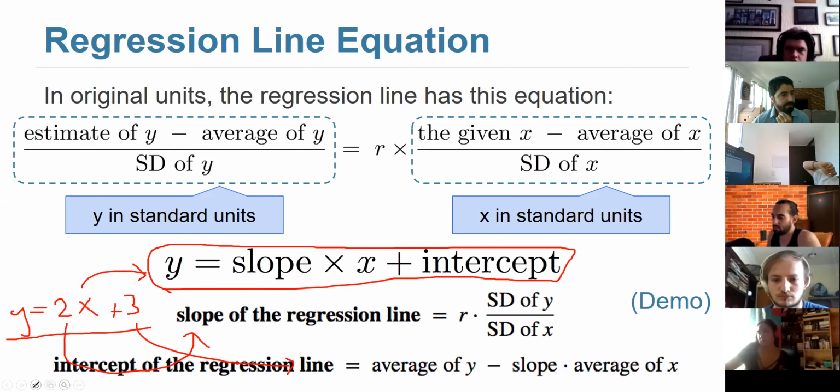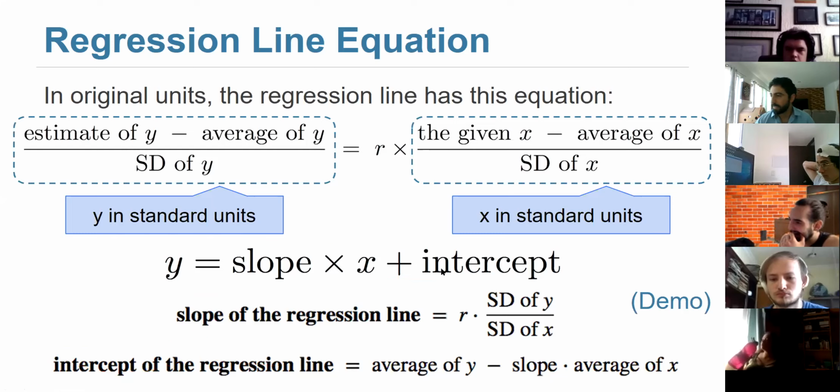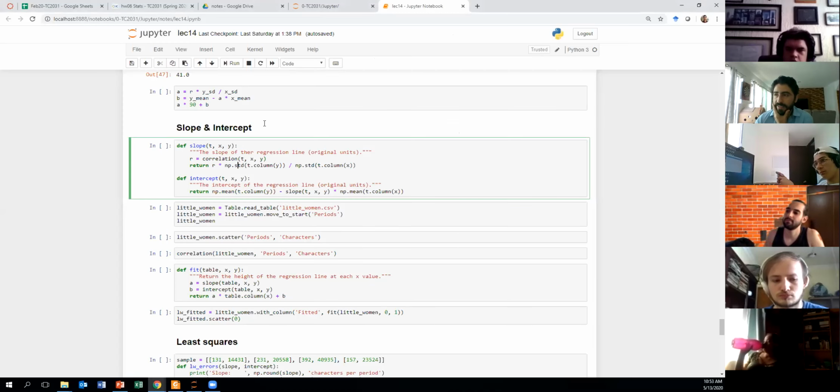Is that clear? It's just some algebraic manipulation, nothing happening here. I just wanted to include this because we're going to see some. So I defined here the same functions to calculate the slope using the same equation, and to calculate the intercept using the same equation. Okay, this is the same thing that we saw in the slide.